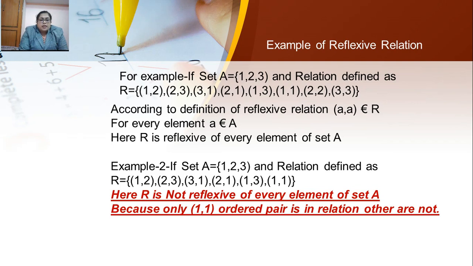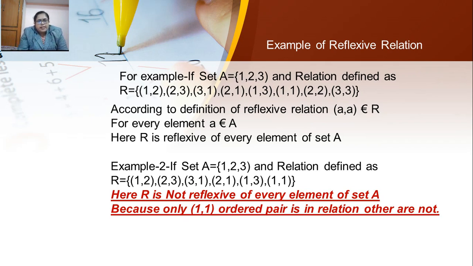Because we can see that here, for every element of set A, means set A is 1, 2, 3, one's reflection 1 is in this relation, and 2's reflection 2 is in this relation, and 3's reflection 3 is in this relation, written as ordered pairs (1,1), (2,2) and (3,3). So we can say this relation is a reflexive relation.